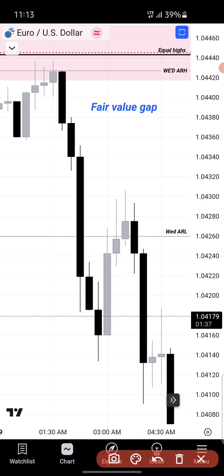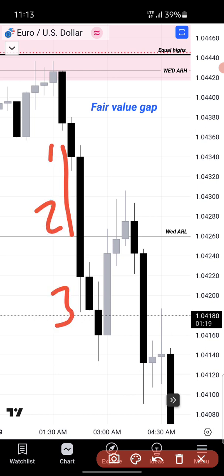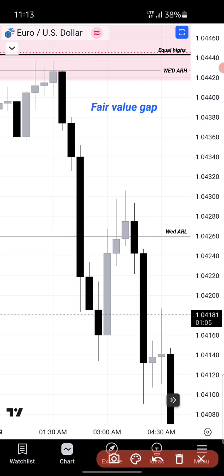Fair value gap meaning prior to this move up, there was only sell delivery to the downside. From the very first candle to the second and to the third, there is only sell delivery to the downside. So price needs to come at least to touch the midpoint of here to offer fair value. Now, how does this strategy actually work?